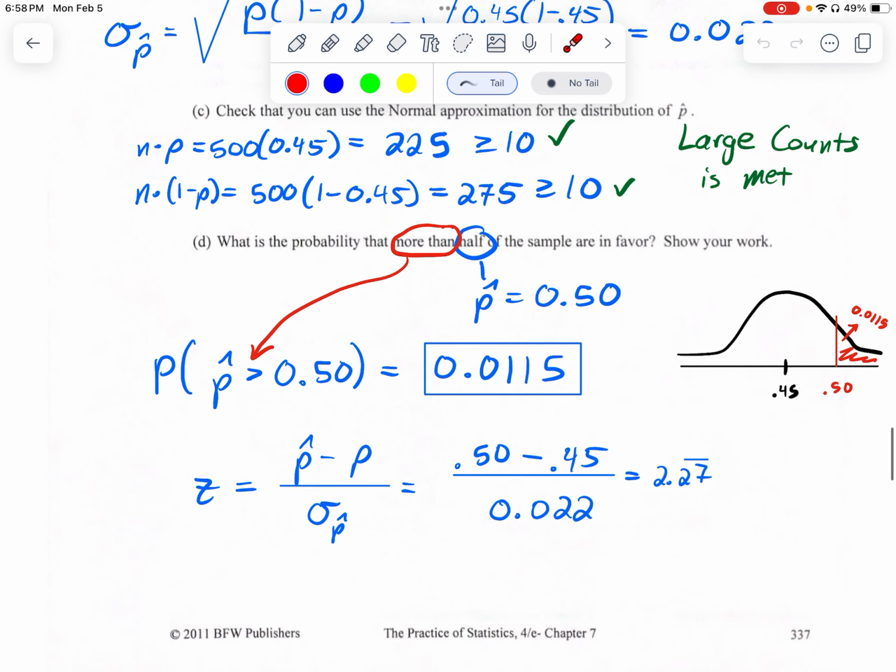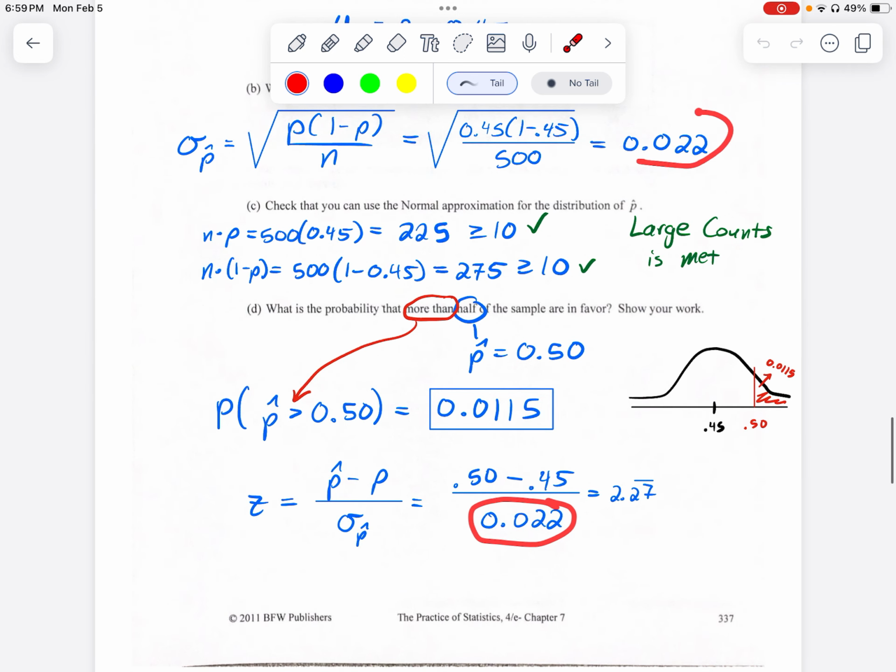So I have to find a z-score for 50%. So that's 50 minus the 45, right? Value minus the center. So this is exactly 5% above average. And then you divide by the standard deviation that you had right here. And you get 2.27.